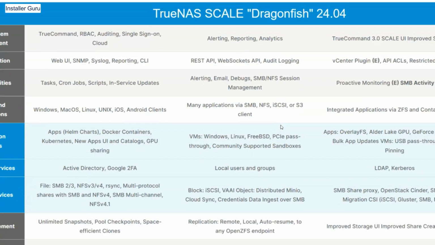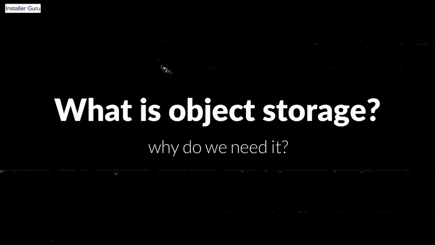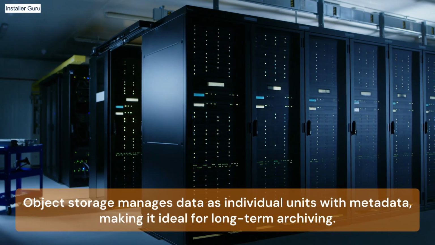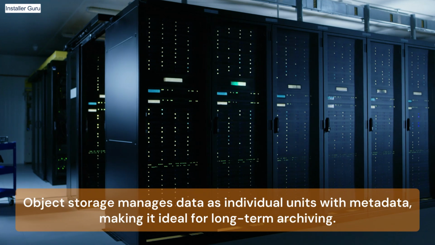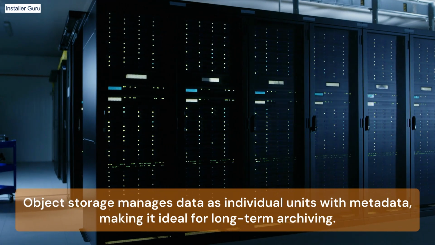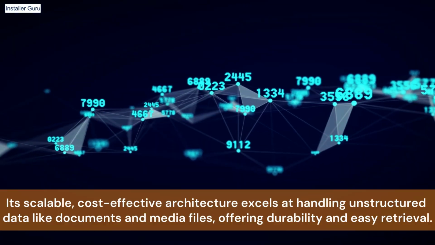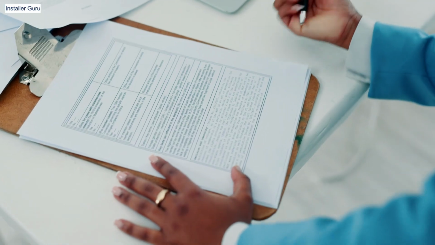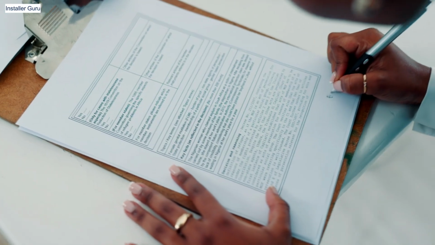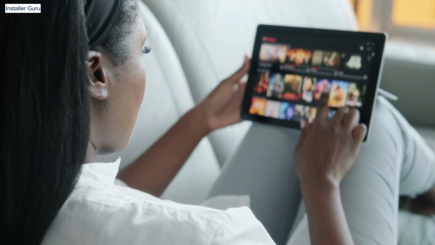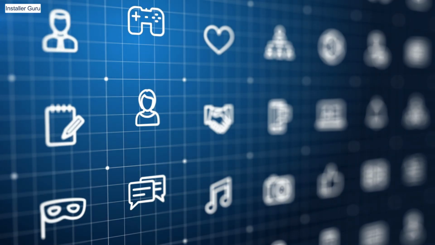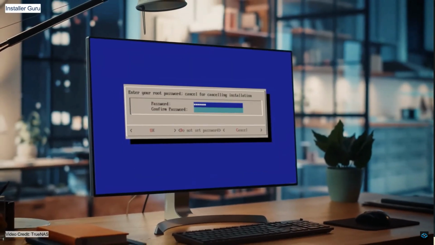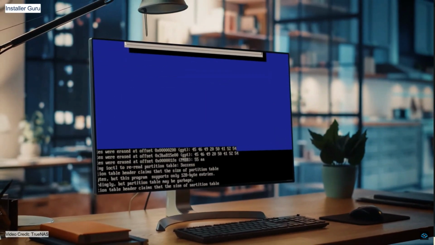First, let's understand: what is object storage and why do we need it? Object storage manages data as individual units with metadata, making it ideal for long-term archiving. Its scalable, cost-effective architecture excels at handling unstructured data, like documents and media files, offering durability and easy retrieval. Today, we'll build our very own object storage with the help of TrueNAS Scale and MinIO.